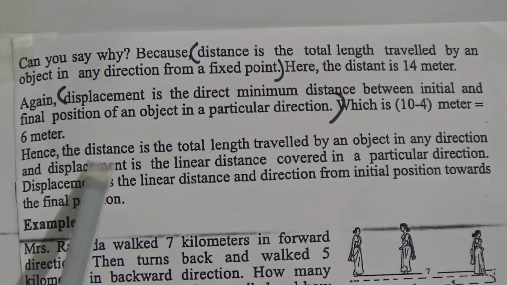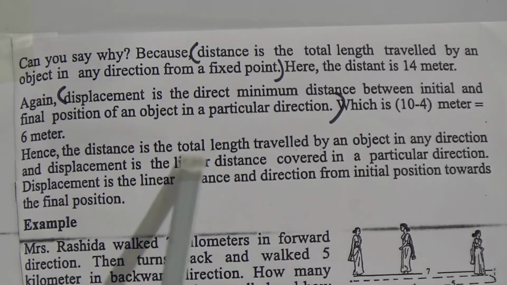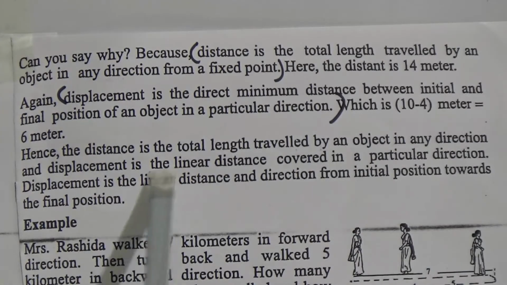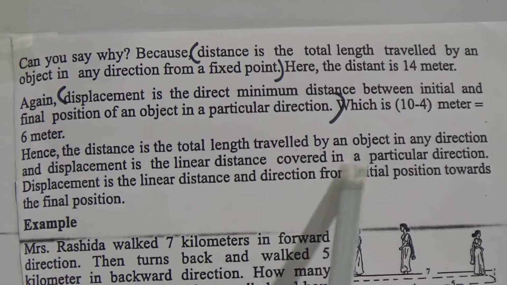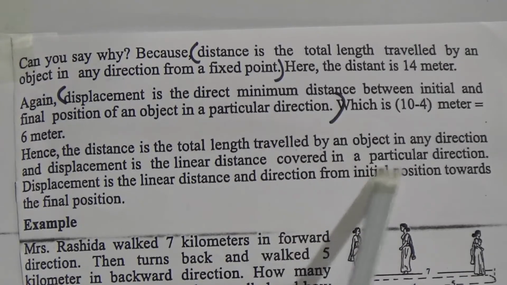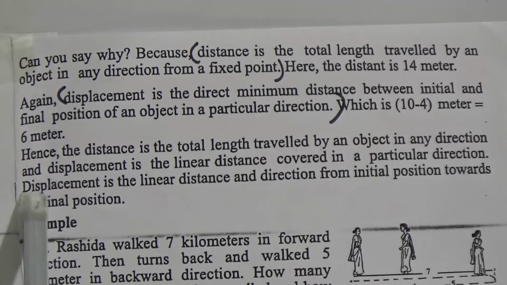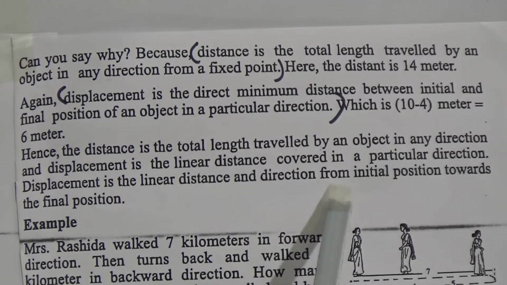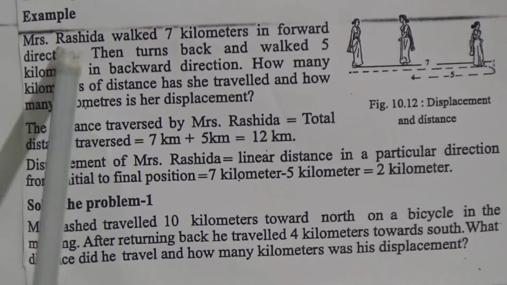Hence, the distance is the total length travelled by an object in any direction, and displacement is the linear distance covered in a particular direction. Displacement is the linear distance and direction from the initial position towards the final position. Now we will discuss about the example.